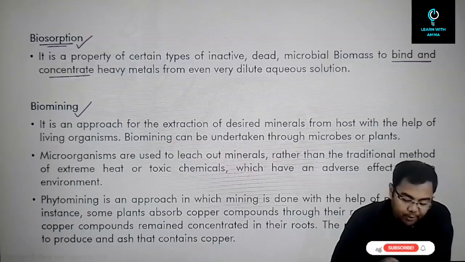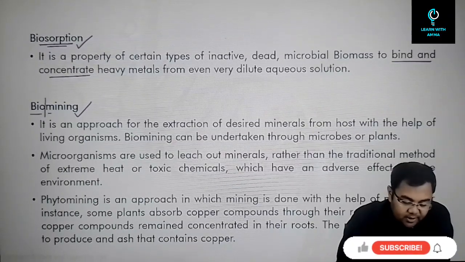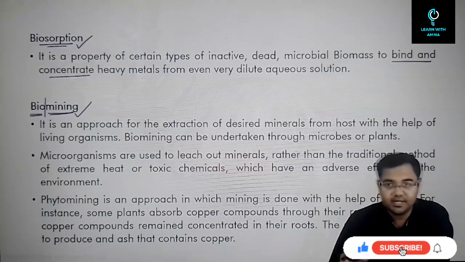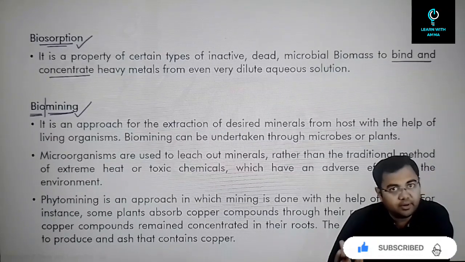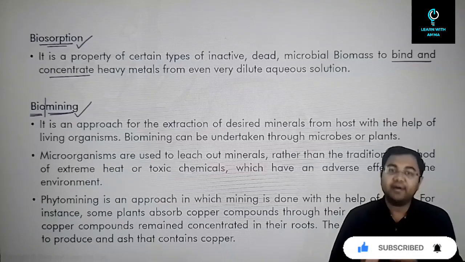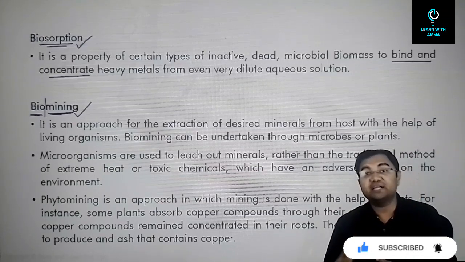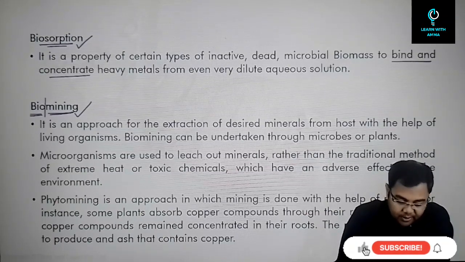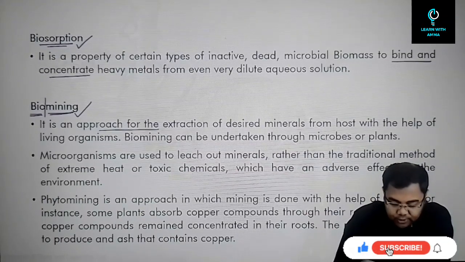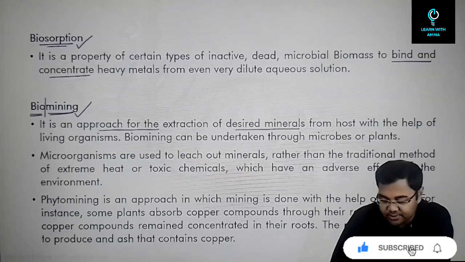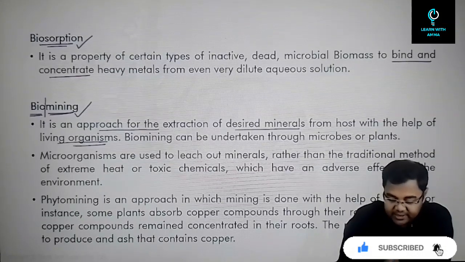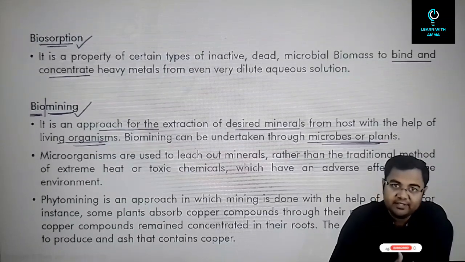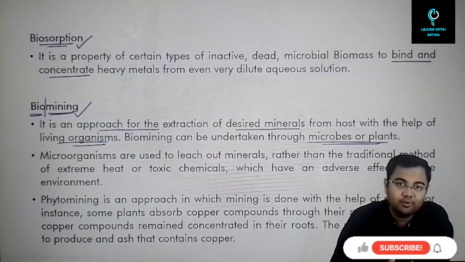Then after that you have biomining. Why biomining? Because you are making use of biological resources for mining purposes. Many times we see that many microorganisms can be used for that. Not only microorganisms, there are certain plants also which are capable of biomining. Biomining is an approach for extraction of desired minerals from the host with the help of living organisms. Most of the time it can be done either through microbes or microorganisms, or with the help of plants.